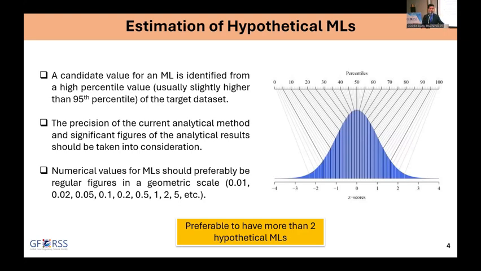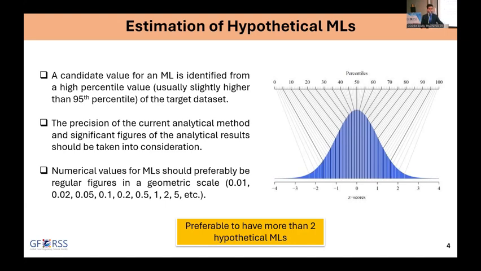A candidate value for an ML is identified from a high percentile value, usually around or slightly higher than the 95th percentile of the targeted data set. So I have my data set ready, I performed my statistical analysis, and now I need to propose MLs in order to work on. The first proposal that is logical to do is to take the 95th percentile as a candidate for my ML, or a value a bit higher than the 95th percentile as a candidate ML on which we will be working, and now you will tell me why.